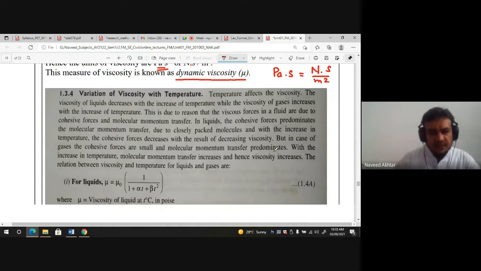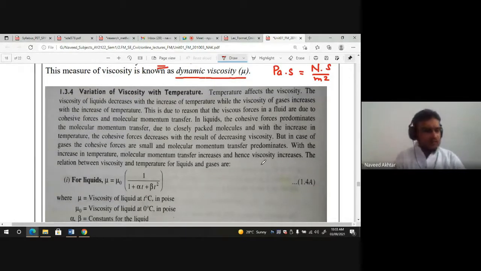Okay. Now the variation of viscosity with respect to temperature. We read about that. If the temperature is increasing, the viscosity of liquid decreases. The temperature affects the viscosity. The viscosity of liquid decreases with the increase of temperature, while the viscosity of gases increases with the increase of temperature.